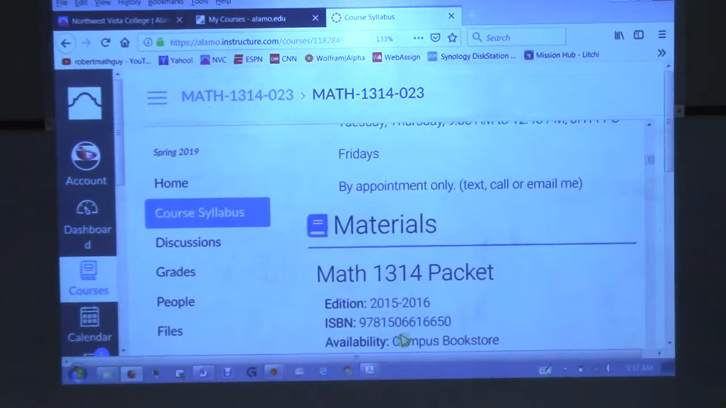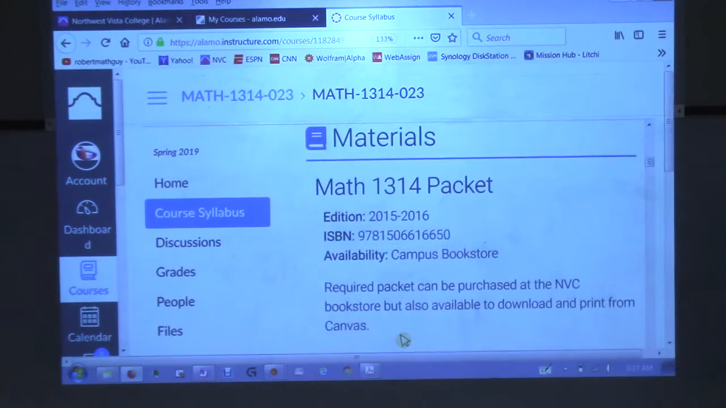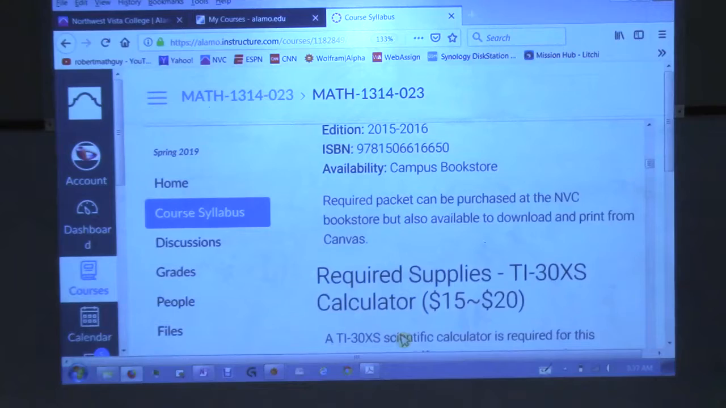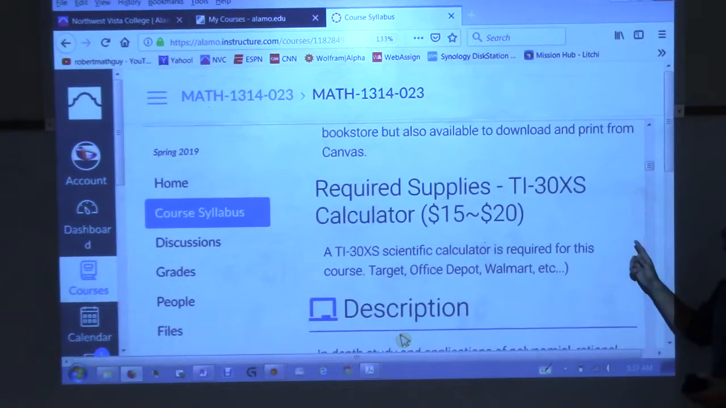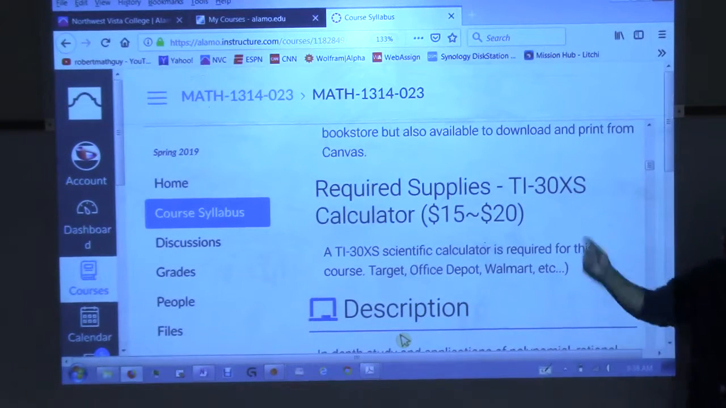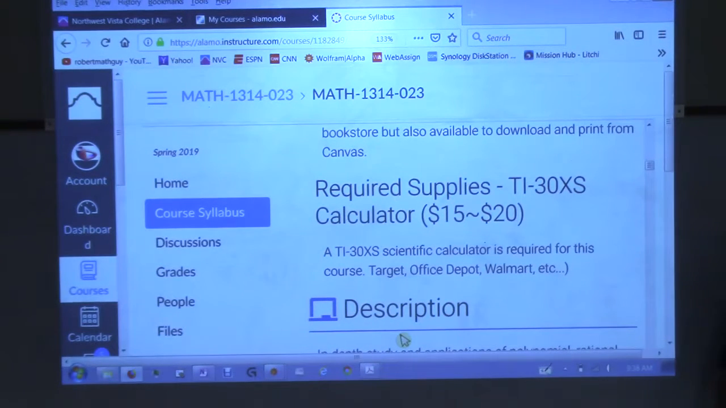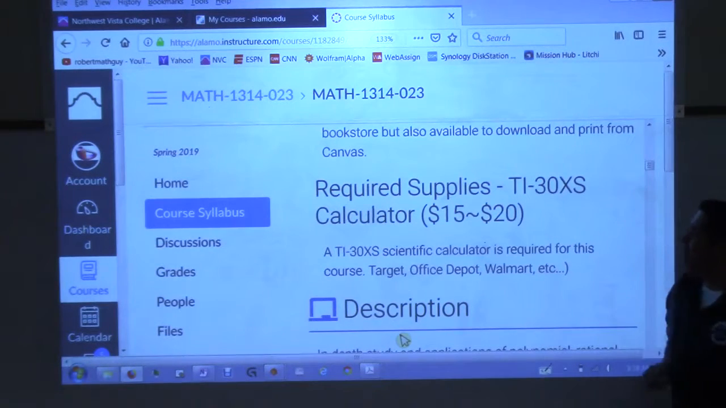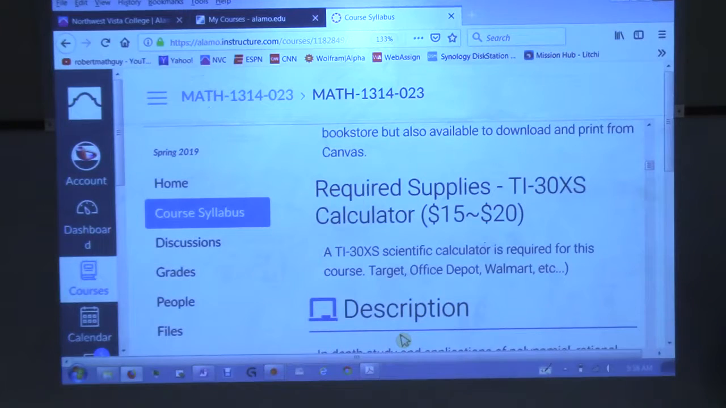What else here? Office hours, materials. I already said you have to go get the packet or download it and print it out. And then you also have to buy a calculator. It's actually required that you get this calculator, and it's the TI-30XS. Yes? When I went to the store, they had one called the TI-30X2S. Is that okay? Yeah, that should work. I'm going to say yeah, even though I don't know, because it's close enough. It says it has the same functions, pretty much, as the other. How much was it?